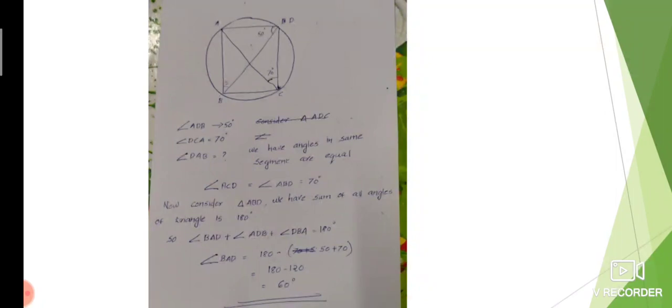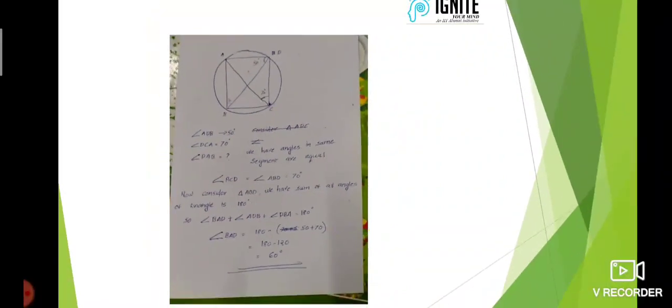Now you may consider that smaller triangle, which is ABD. You know that the sum of all the interior angles of a triangle is 180 degrees. So once you get that, you know all the other angles, and you get BAD as 60 degrees. I hope this question is made clear.